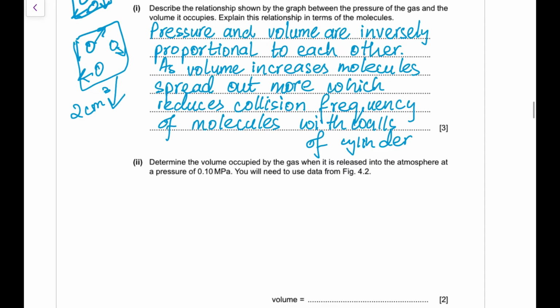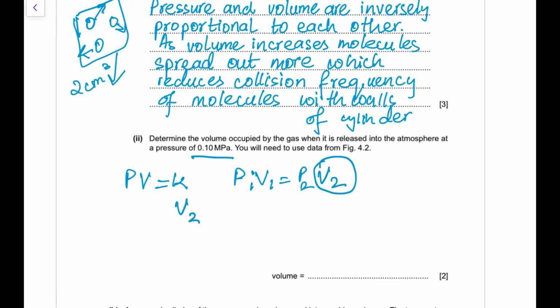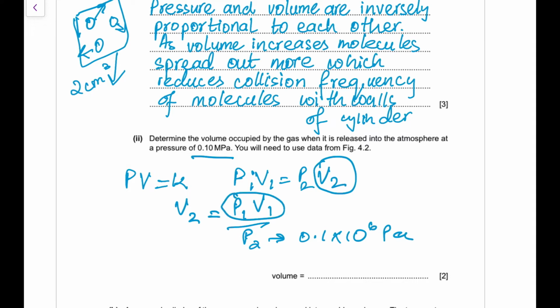To determine the volume occupied by the gas when it is released into the atmosphere at a pressure of 0.1 megapascals, you will need to use the data from figure 4.2. So you're given the pressure and you need to find the volume. According to Boyle's law, we know that PV, or pressure multiplied by volume, is constant, and that means P1V1 is equal to P2V2. So now you need to find the volume in the second scenario, which means V2 is equal to P1V1 divided by P2. We know that P2 is 0.1 megapascals. You need to find any coordinate and plug its values of pressure and volume into this formula.